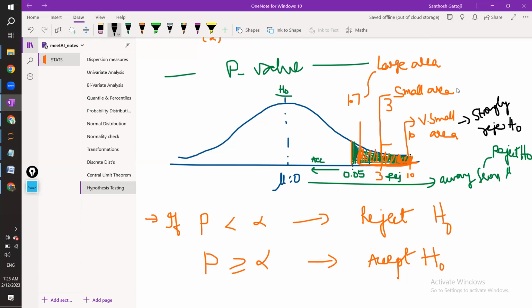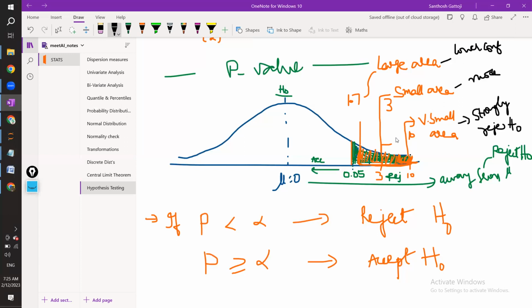Here you will, to a moderate degree, reject. Here you will reject, but with lower confidence. Obviously, you can say what is the strength of your rejection. Instead of just saying it is falling in the critical region, in the rejection region, so I will reject, here, based upon the value of the area, you can also say what is the strength of your rejection.